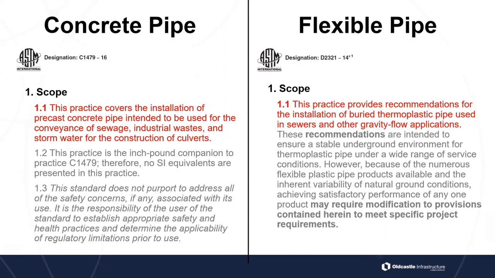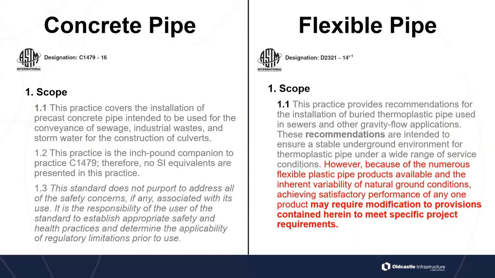But for flexible pipe, it is recommendations for the installation of buried thermoplastic pipe used in sewers and other gravity flow applications. Recommendations are intended to ensure a stable underground environment for thermoplastic pipe under a wide range of service conditions. However, because of the numerous flexible plastic pipe products available and the inherent variability of natural ground conditions, achieving satisfactory performance of any one product may require modification to provisions contained herein to meet specific project requirements.